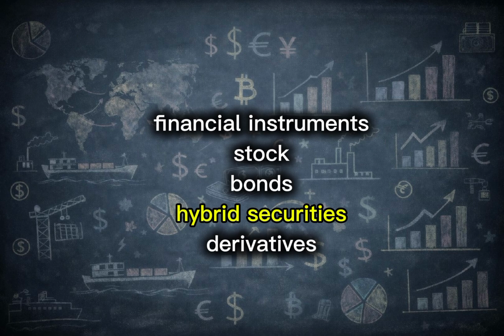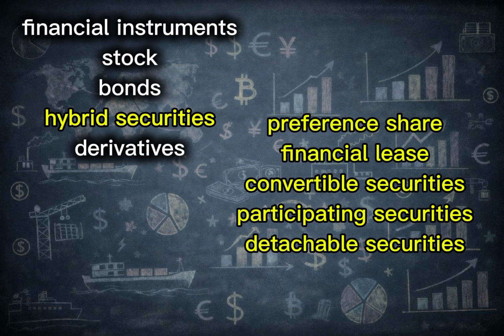There are so many hybrid securities in the market. Some of them include the preference share, the financial lease, the convertible securities, the participating securities, and the detachable securities.